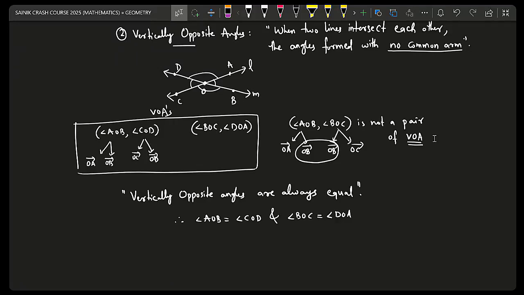Sir, when we take linear pair angles... I have not discussed linear pair yet. Next, the third pair, I am going to discuss linear pair. In the first two, do you have any doubts? Sir, no, sir. Okay, then you can mute and come back after discussing the third one.